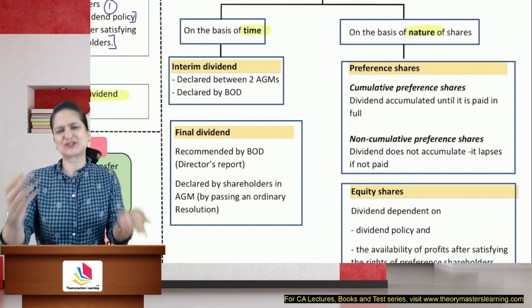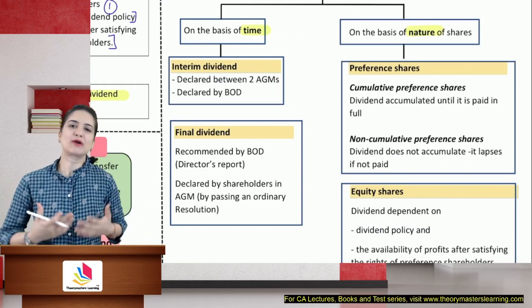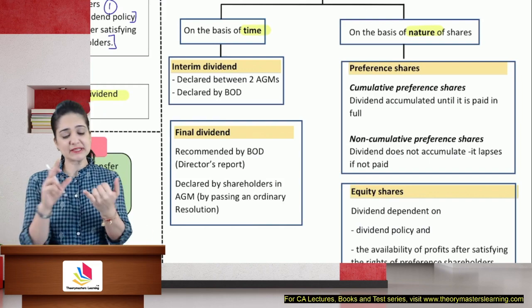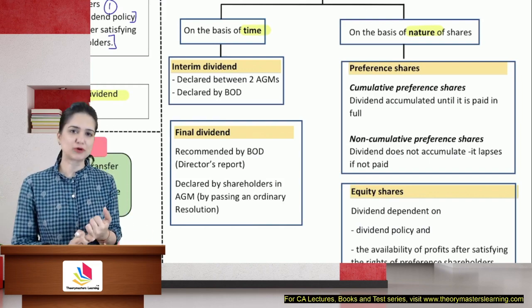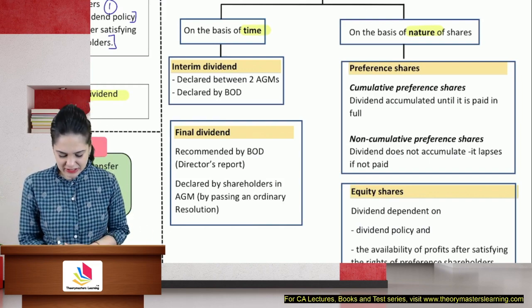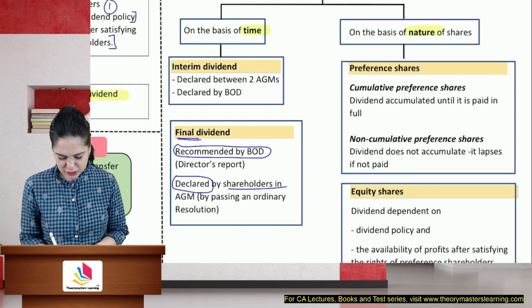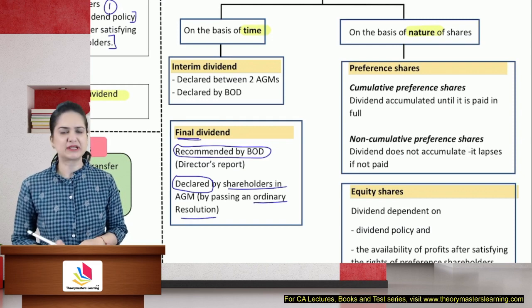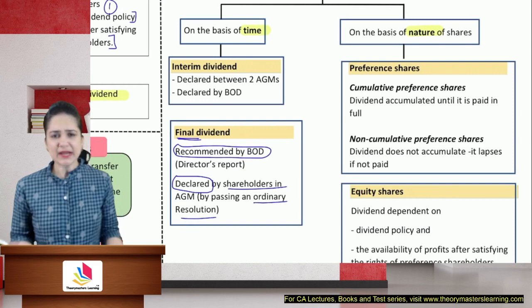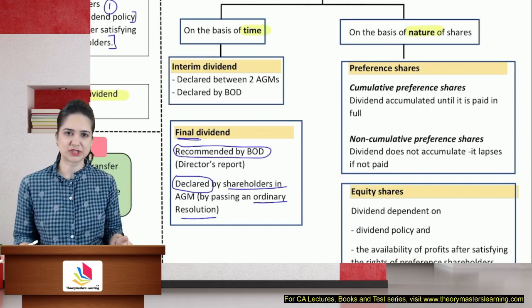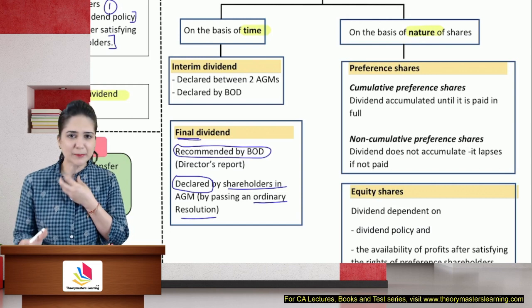It is something extra which is paid. It is not an obligation of the company. It is just paid extra from the board of directors. It is recommended as well as declared by the board of directors. Whereas final dividend is recommended by the board and it is mentioned in the director's report. It is declared by the shareholders in the annual general meeting by just passing an ordinary resolution. This is an ordinary business, a business which is carried out in every annual general meeting of any company.